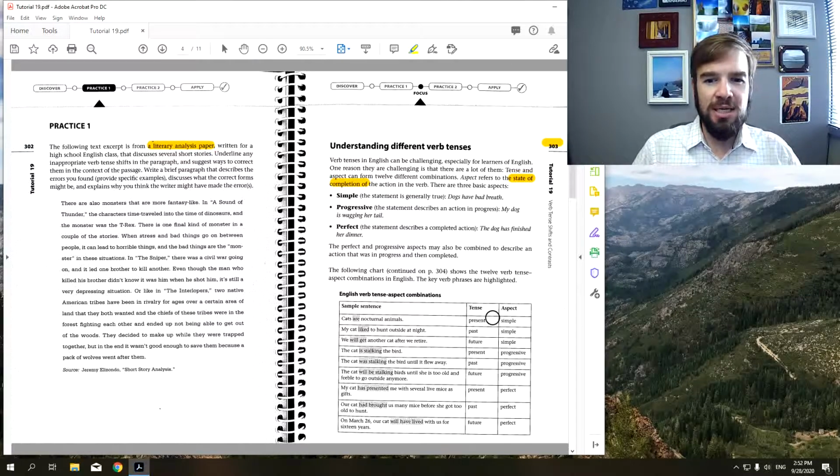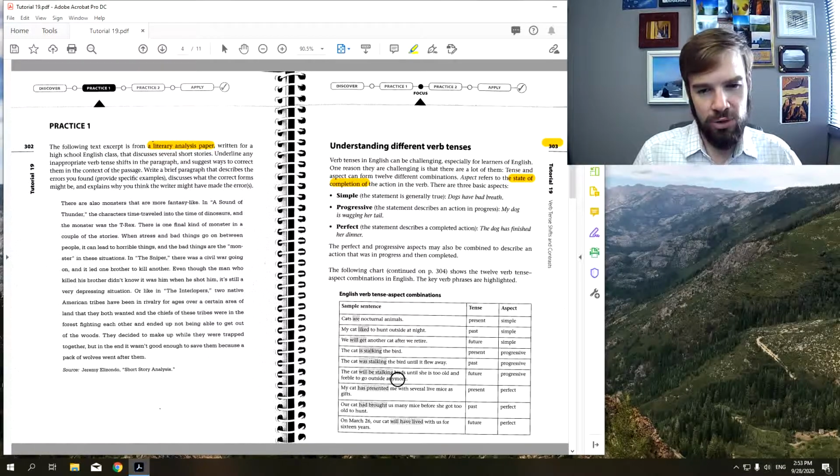So, the present tense with a simple aspect, cats are nocturnal animals. The past tense with a simple aspect, my cat liked to hunt outside at night. Future tense with a simple aspect, we will get another cat after we retire. Now, the present tense, but in the progressive aspect is the cat is stalking the bird. Past tense with the progressive aspect is the cat was stalking the bird until it flew away. And future tense with the progressive aspect, the cat will be stalking birds until she's too old and feeble to go outside anymore.